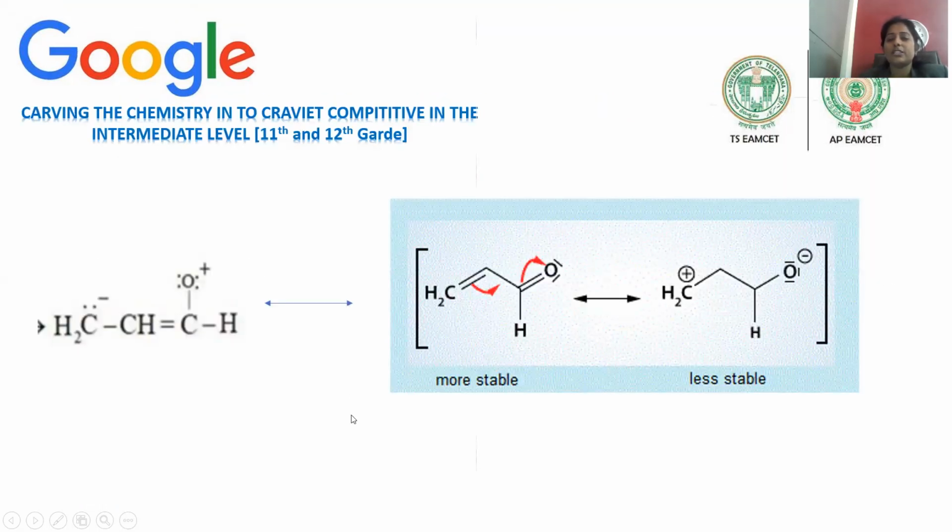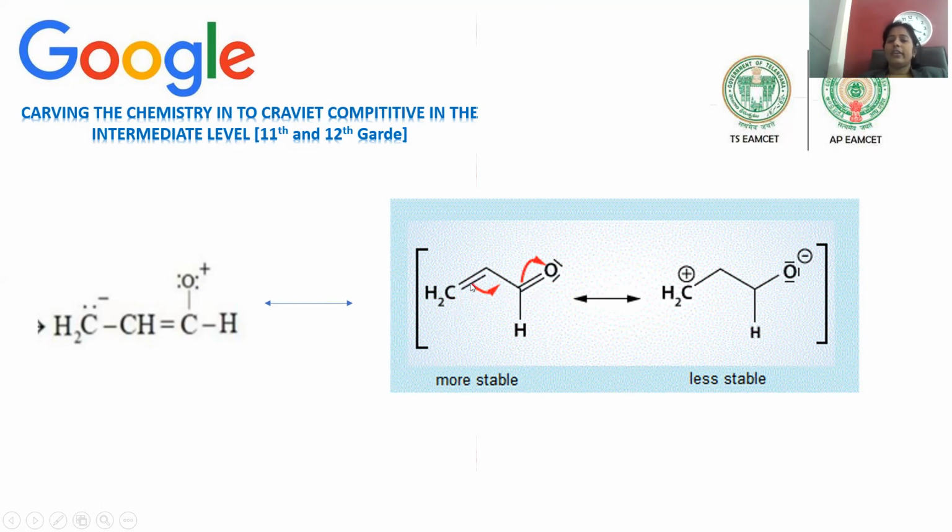In order to explain this, we have to know the concept of resonance. Resonance is called what? Delocalization of pi electrons, or sometimes non-bonded electrons also participate. Okay, if you see this molecule, this is called propene-1-al.